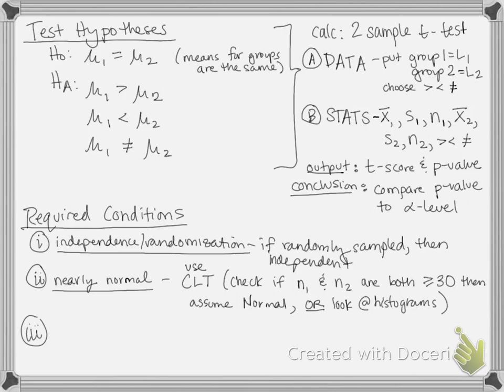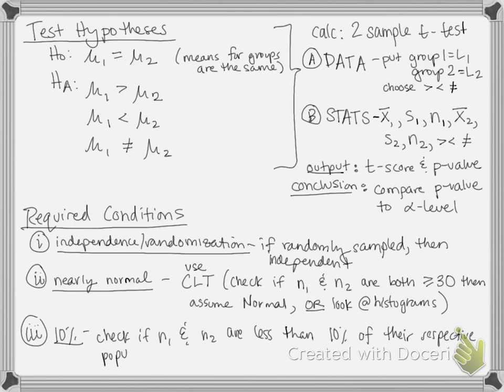Okay, for the third condition, it's the 10% condition. And we're going to check if N1 and N2 are less than 10% of their respective populations. So these are the conditions that we have to check if we were to need to run a 2-sample t-test or a 2-sample t-interval. Follow up with watching the video I have for the examples from this chapter.